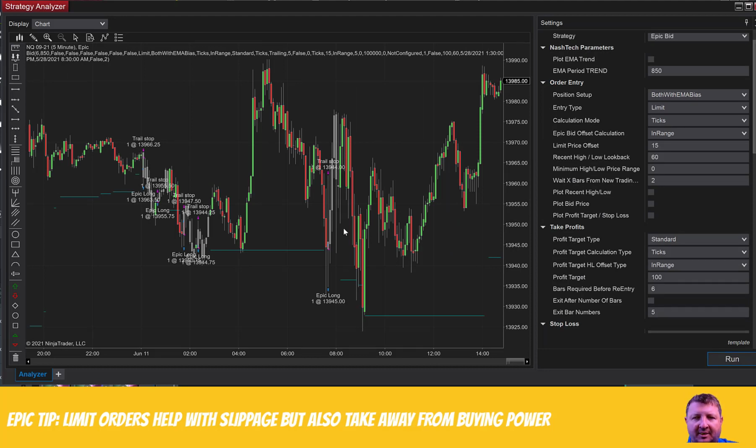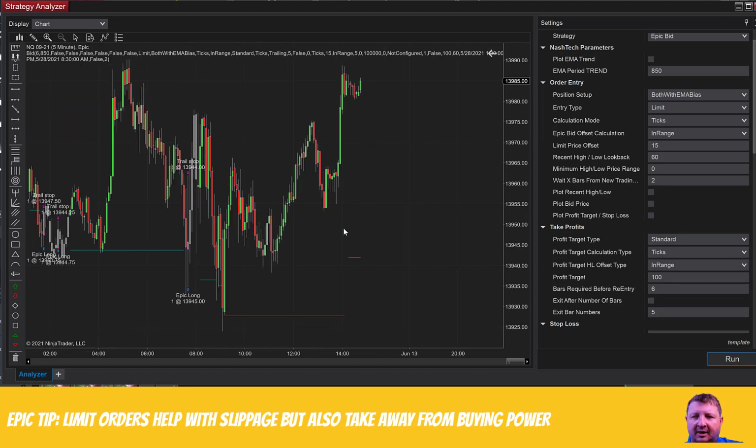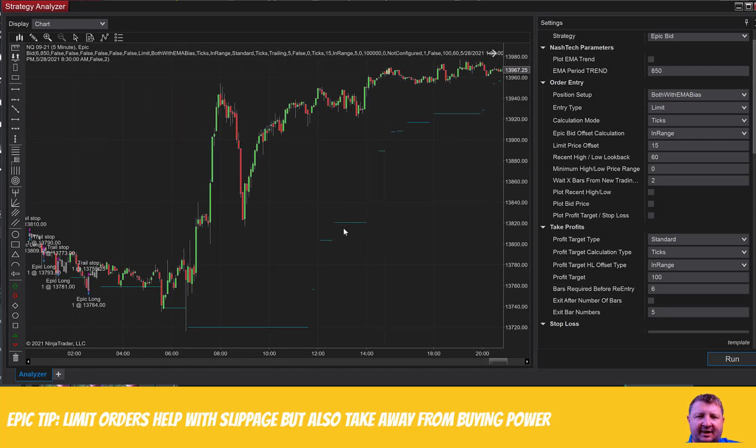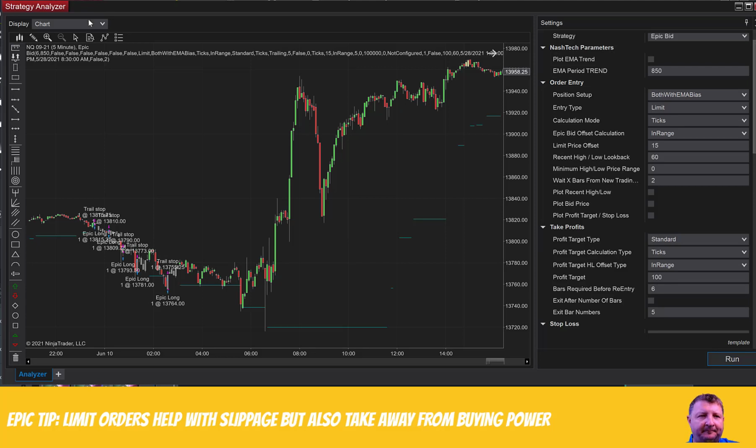Actually, it must have plotted the bid prices, but it didn't plot any of the recent high-lows. We just have the bid still plotting. I have to look at that.